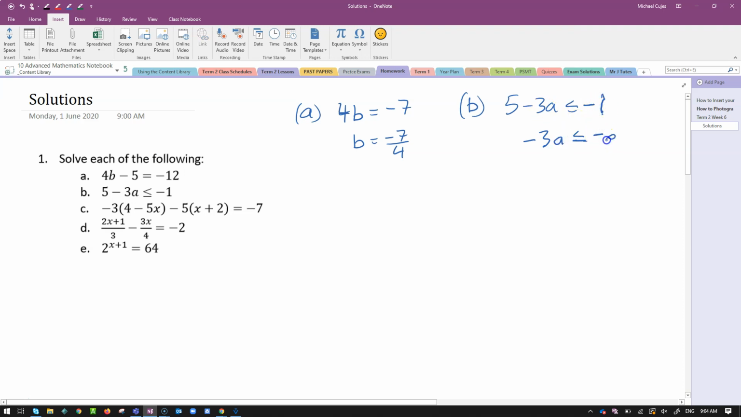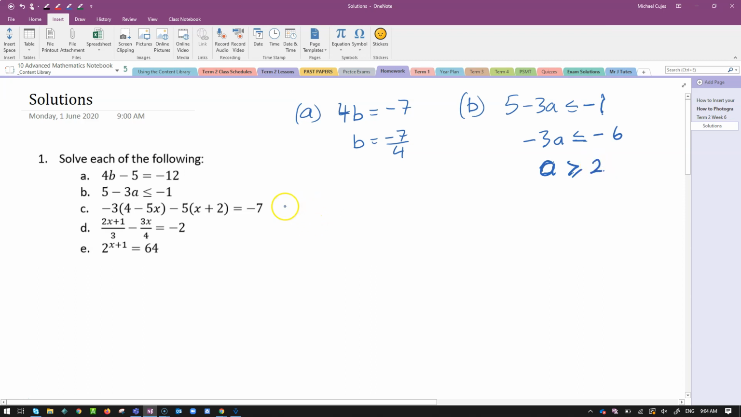Subtracting 5, we get negative 6. I'm about to divide by negative 3, aren't I? What's the one thing I need to remember when I'm dividing by a negative? Change the direction of the sign. A is greater than or equal to, you weren't the only one groaning, but I'm glad you felt it. Negative 6 divided by negative 3, 2. A is greater than or equal to 2.